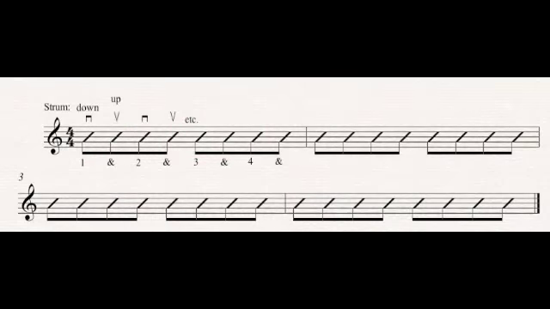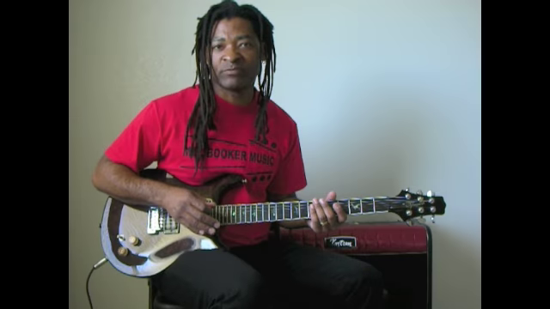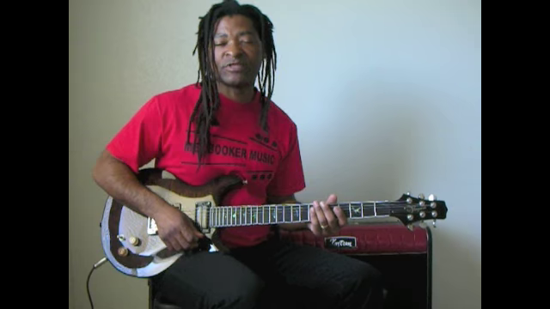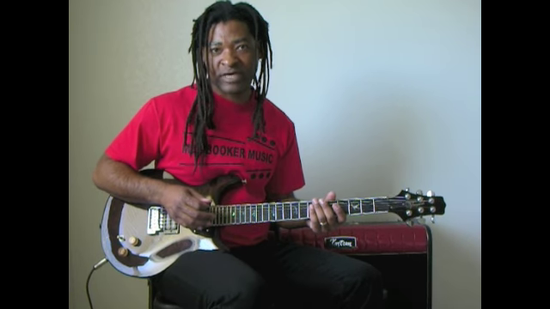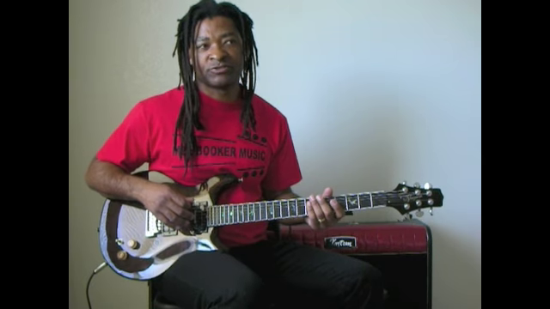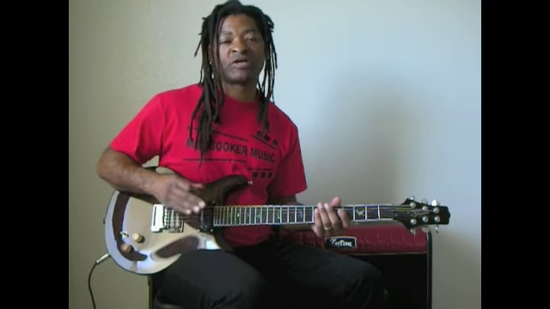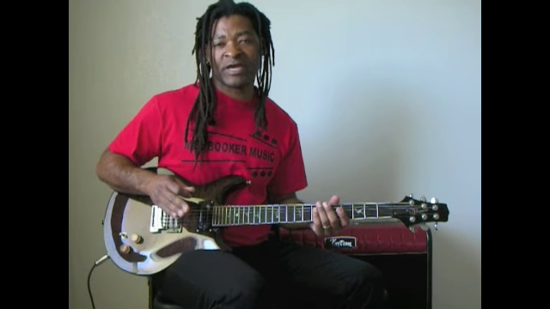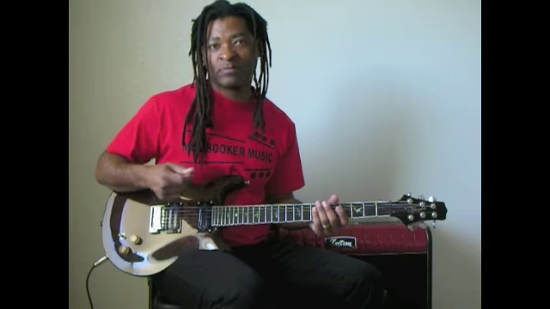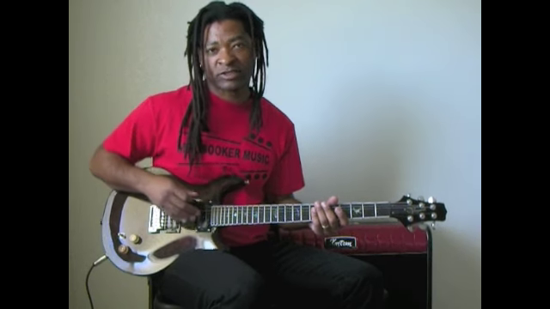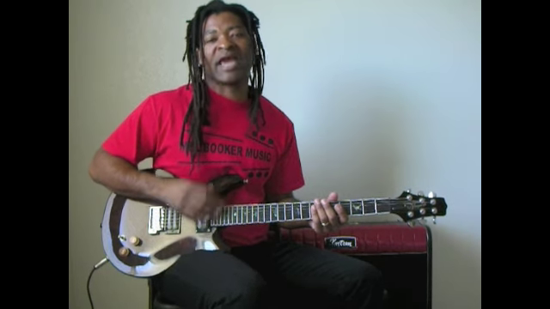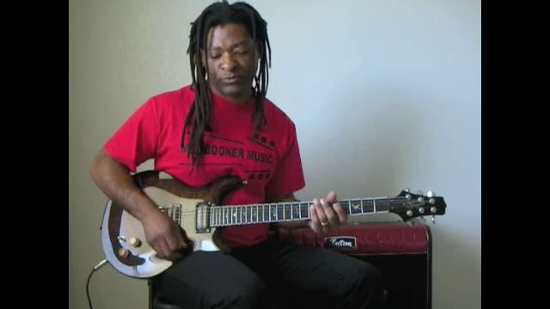Now here's how you count these. 1 and 2 and 3 and 4 and 1 and 2 and 3 and 4 and 1, 2 and 3 and 4 and. If you have eighth notes on every beat, the downbeat gets a number, the upbeat is an and. Okay? So now when you hear people referring to play on the upbeat or whatever, they're talking about the second part of your eighth note, the one that goes up. That's what an upbeat means. The downbeat is the number part. Okay? So once again, 1 and 2 and 3 and 4 and.